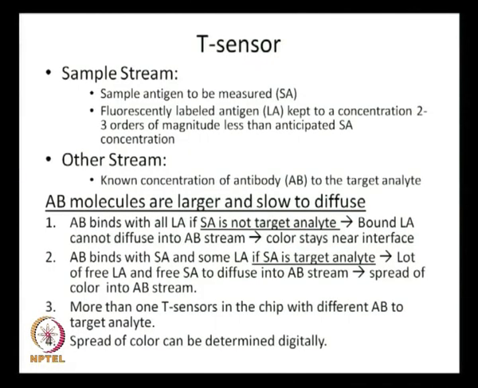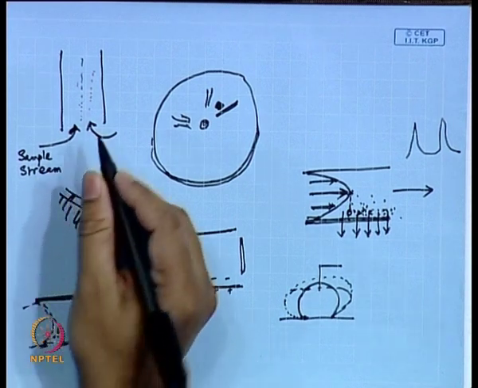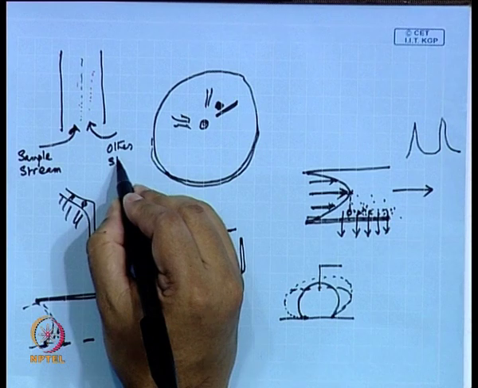Now, what you have in a T sensor here is a sample stream and another stream. So, one is your sample stream, and the other stream I am calling the other stream.